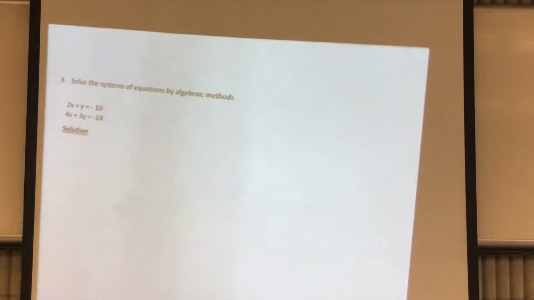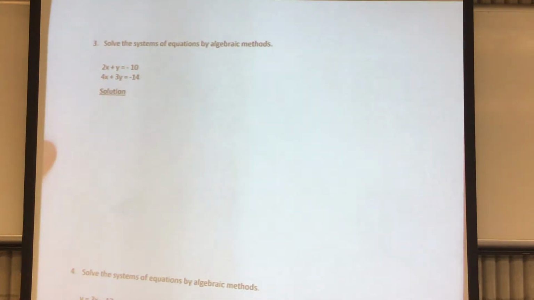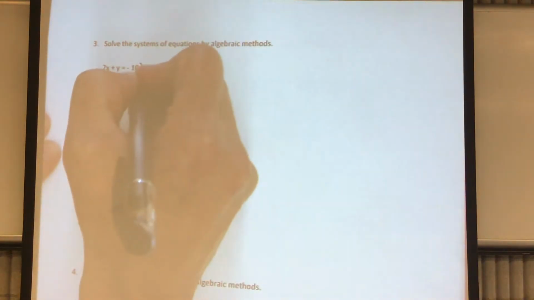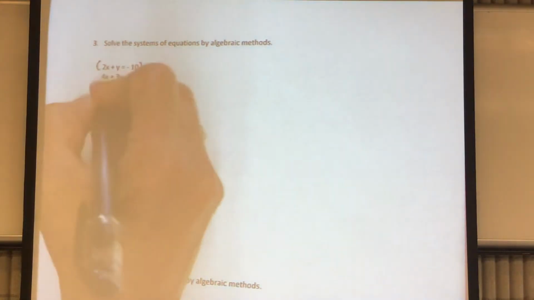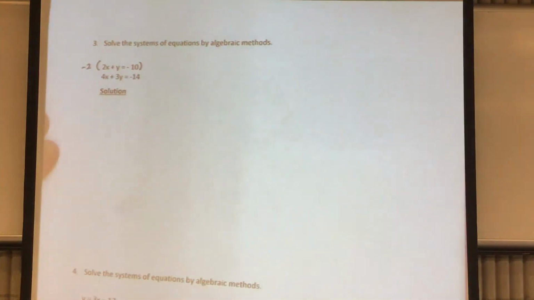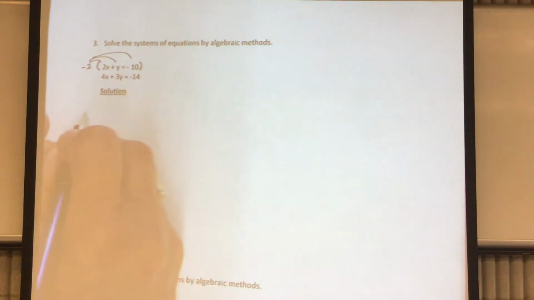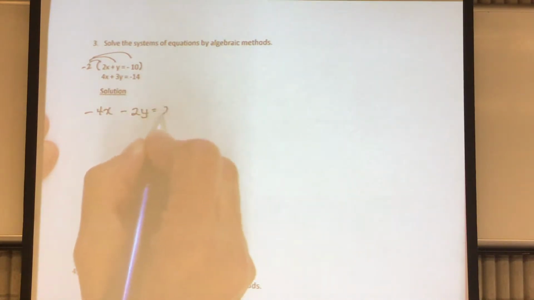3. Problem number 3, you solve the system of equations by the algebraic method. And here I will choose the elimination method, which is called the addition method. Using the addition method means I want to cancel one of my variables, and here I want to cancel the x. So to cancel the x term, I want to multiply that first equation by negative 2. So multiplying all terms by negative 2, I have negative 4x minus 2y is equal to 20.